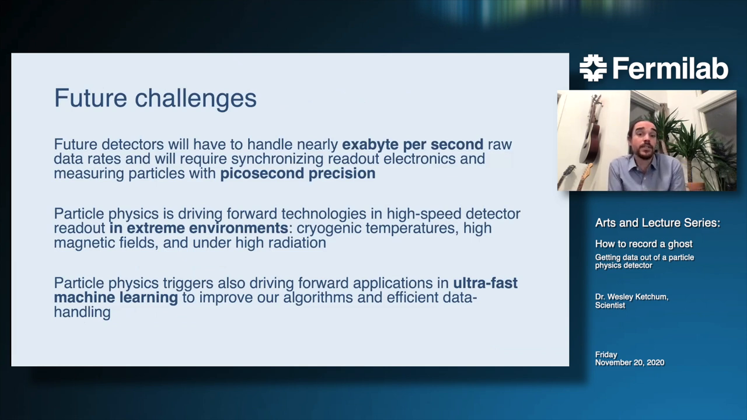And in general, the future challenge for detectors like DUNE and future collider detectors as well is going to be able to handle more and more data. We're anticipating that future detectors are going to need to handle raw data rates that would reach the exabyte per second. So that's many orders of magnitude even beyond what I mentioned before from MicroBooNE and even DUNE. And alongside of that, they will require synchronizing readout electronics and measuring particles with picosecond precision, to be able to get the absolute most out of particle identification techniques.